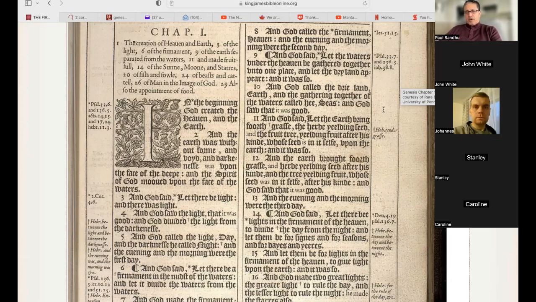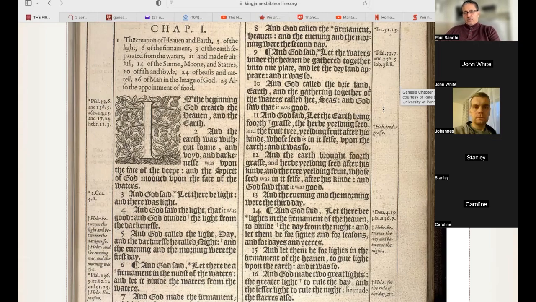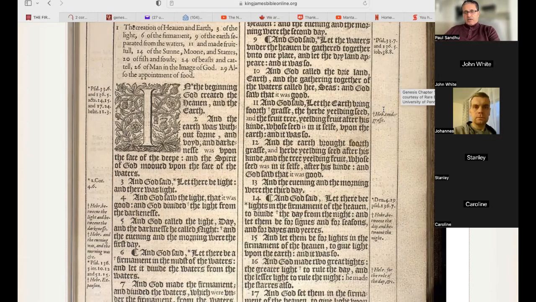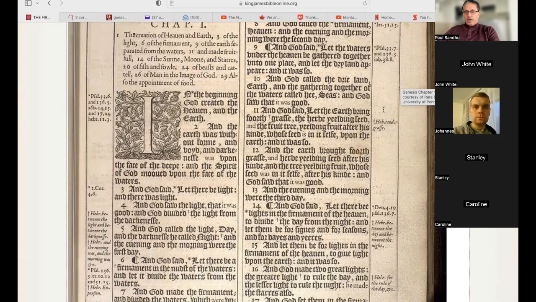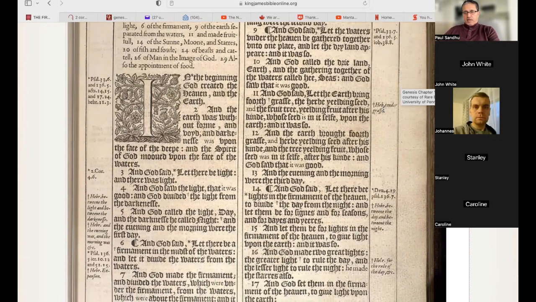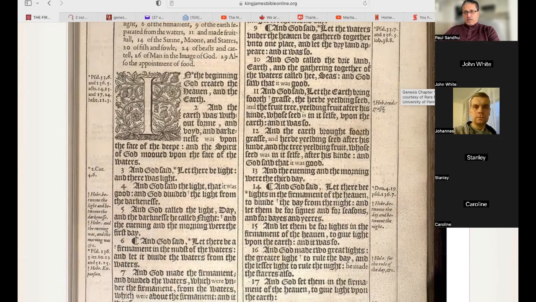So that's just speculation on my part as to why this firmament is capitalized as heaven. Okay, I don't know why it would be, but that's my guess that that's the reason why.